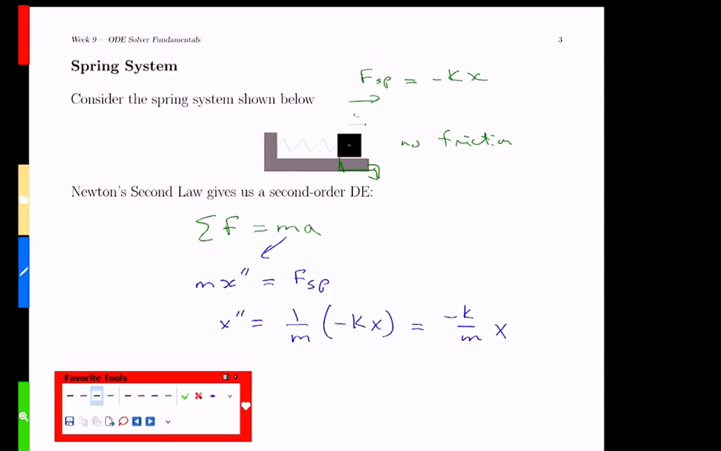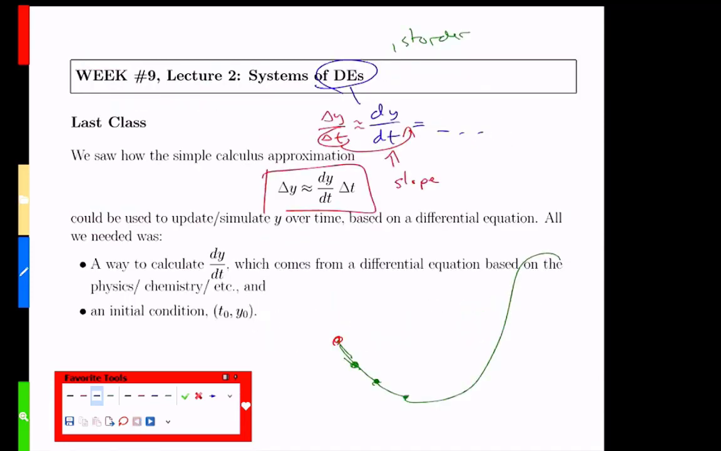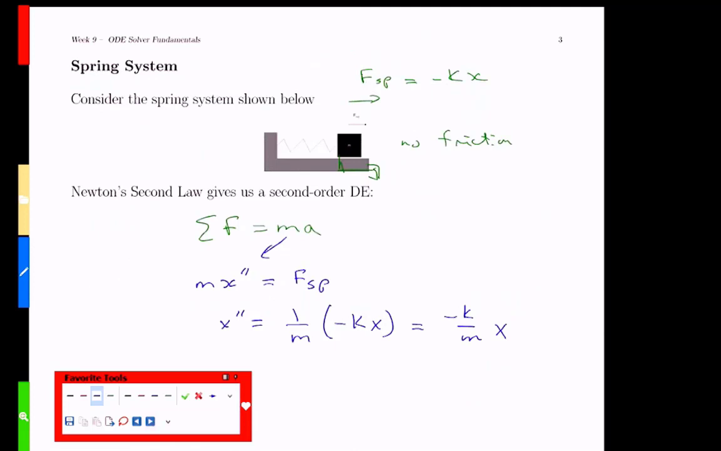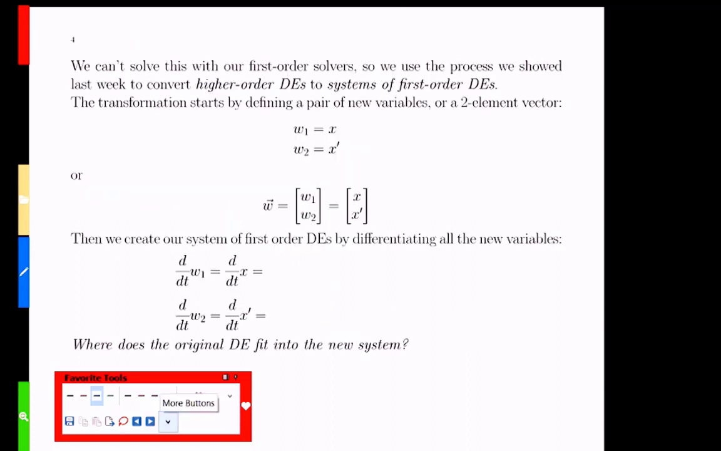Now, if we want to take advantage of all these techniques about first order derivatives, we have to convert this second derivative into first derivatives only. No second derivatives allowed. The system we're going to use for that is the same one we've used before. We're going to define new variables. The first variable is going to be the same as the variable in our question. W1 is going to be x. And then our second new variable is going to be W2, and it's just going to be the derivative of x, so it's going to be x prime. So that's the first step in creating a first order system. We make two new variables.